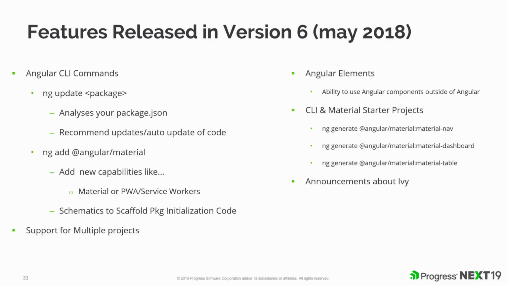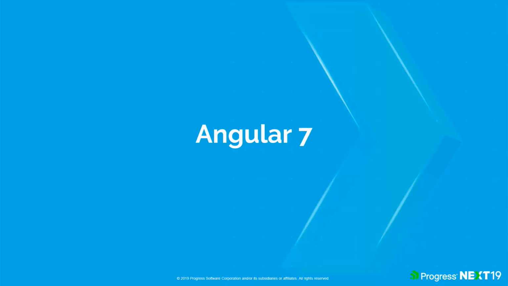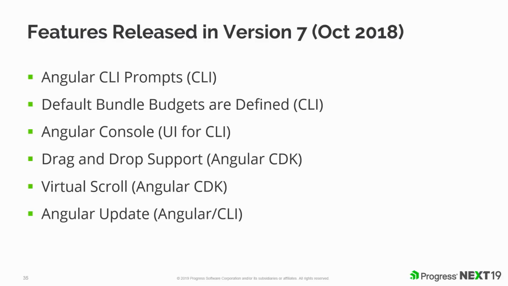Support for multiple projects. Angular Elements was released back in version 6. The CLI and Material Starter projects, all very cool stuff to go check out. Also, Ivy was announced in version 6. In version 7, some of the features that came out were more features that are in the Angular ecosystem. The ecosystem, like I said, is very close to the Angular project.